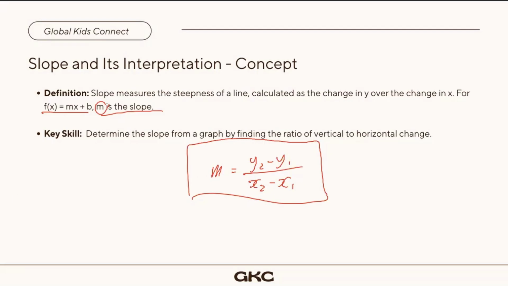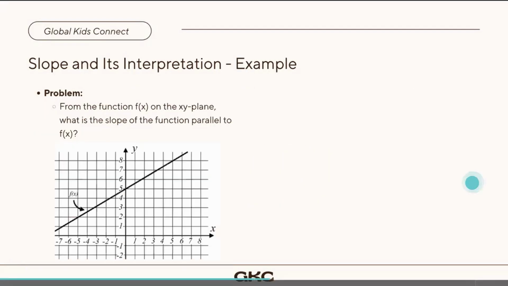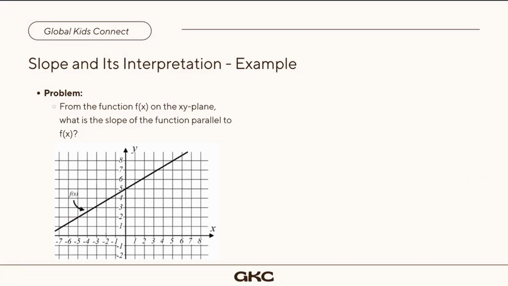And so I think we can move on to our example question. From the function f(x) on the xy plane, what is the slope of the function parallel to f(x)? The question asks for the slope of a function parallel to f(x). However, that basically just means find the slope of f(x) itself. And therefore, when you're given a graph instead of numerical points, it's important you choose the correct points to use for finding your slope.